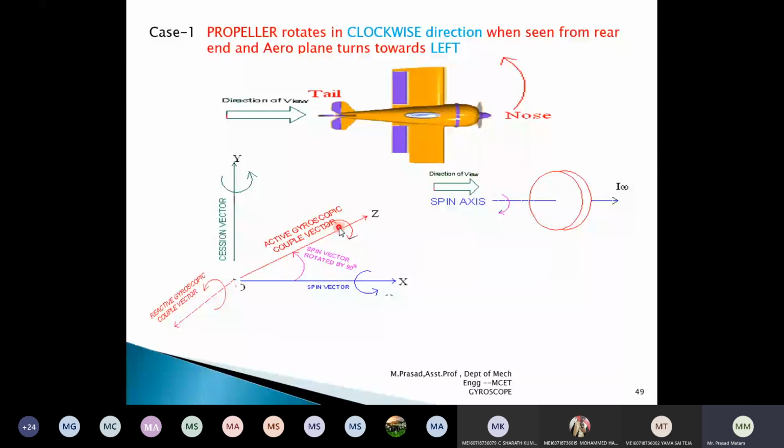Where are we getting the reactive couple? Extend the active couple line exactly in the direction opposite to it. We are getting the reactive couple here. This is the direction where the reactive couple is moving. This is the direction where active couple is moving upwards. This is the direction where pressure axis is moving upwards. This is the direction where spin vector is moving.